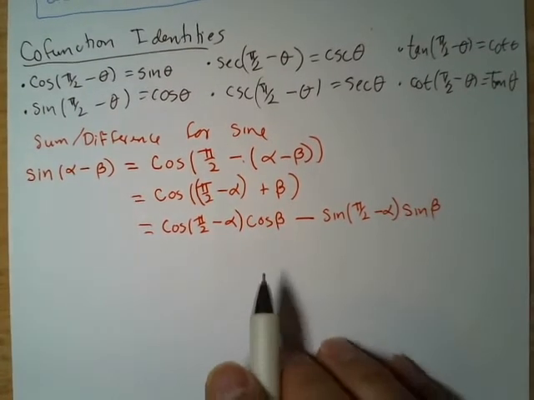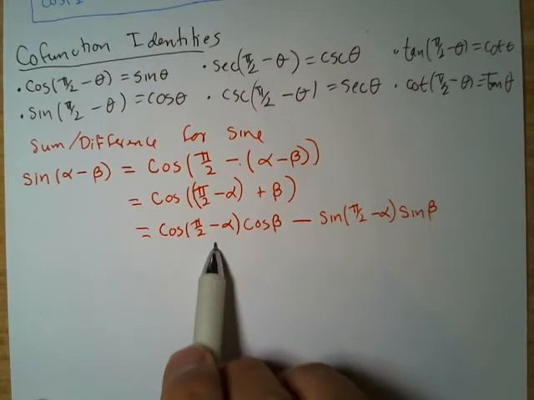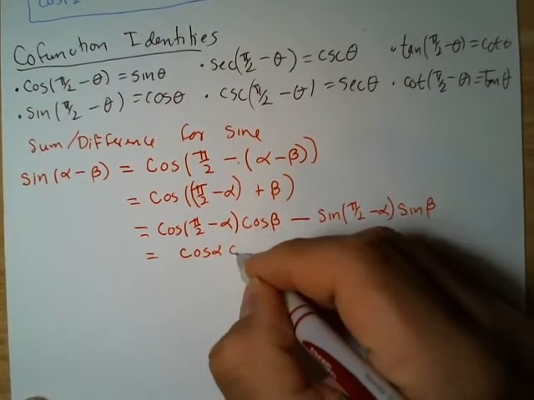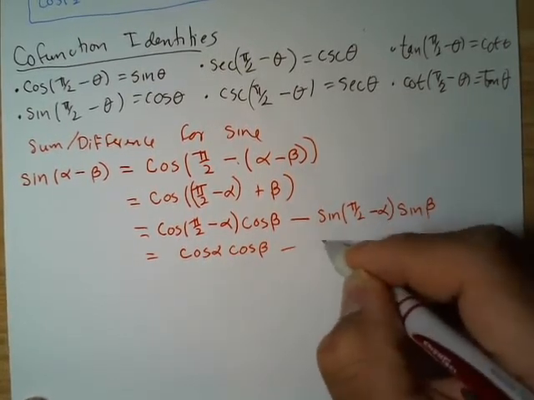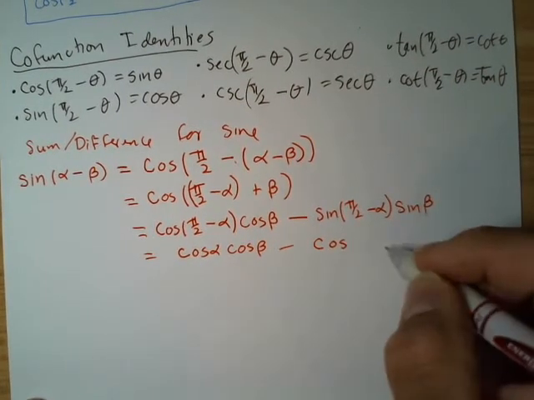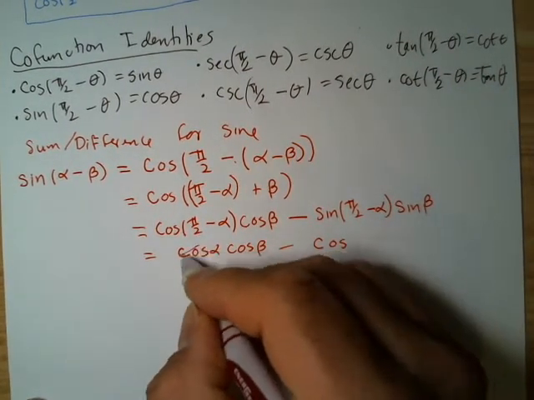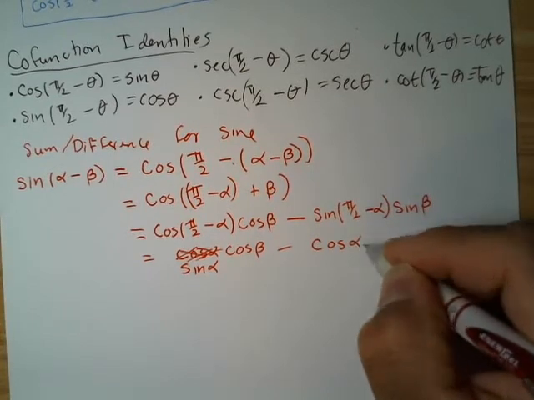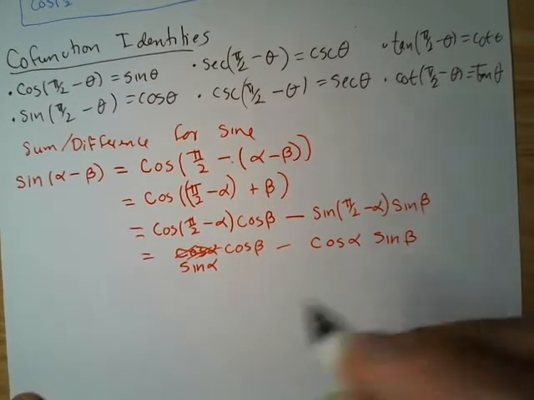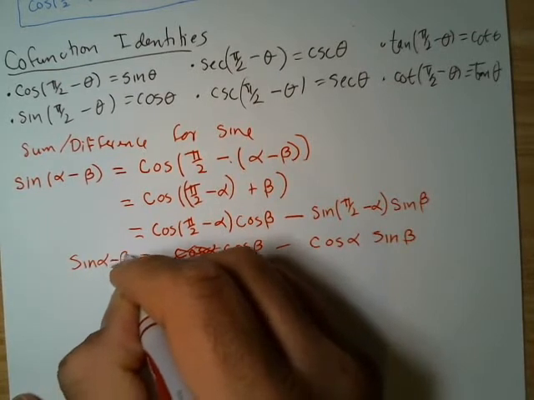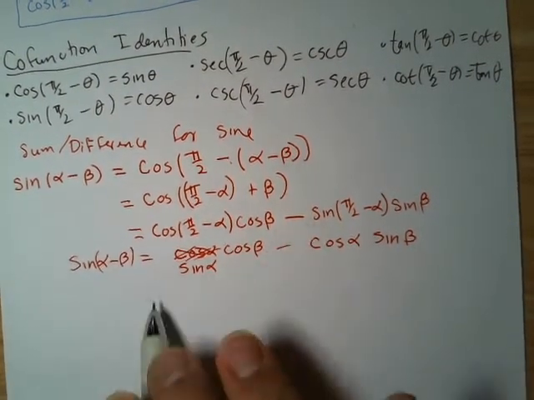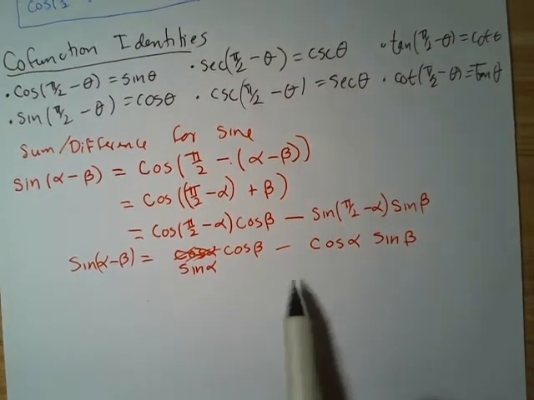Let's bring back those cofunction identities. I can reapply the cofunction identity here. This is the same as cosine alpha, cosine beta, and then sine of alpha. Excuse me, working too fast here. Slow down. Sine of alpha, the cofunction. This is cosine of alpha, sine beta. And now we have a formula for the difference of sine. I can't state this is sine of alpha minus sine of beta. It is this. When you see alpha minus beta, this is the only way to expand it.